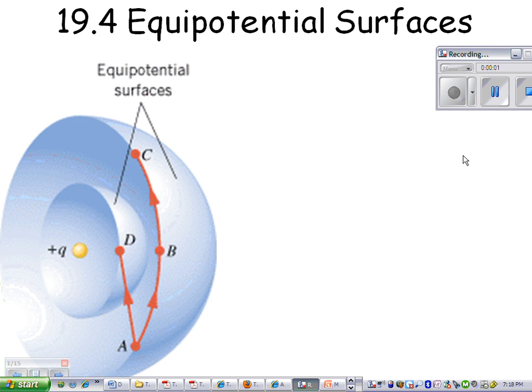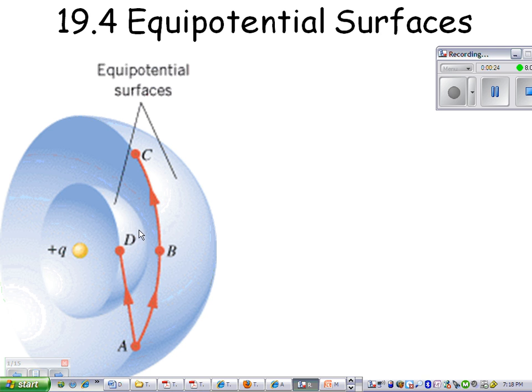Now we're going to look at something called equipotential surfaces. We have this charged particle right here, this positive Q, and it has an electric field around it. And if I go a certain distance out in all directions, there's a sphere that surrounds it that has the same potential at all points. It might be a certain volts, let's say, 20 volts right there at position D.